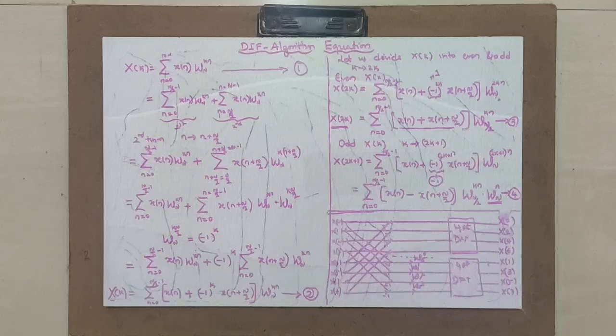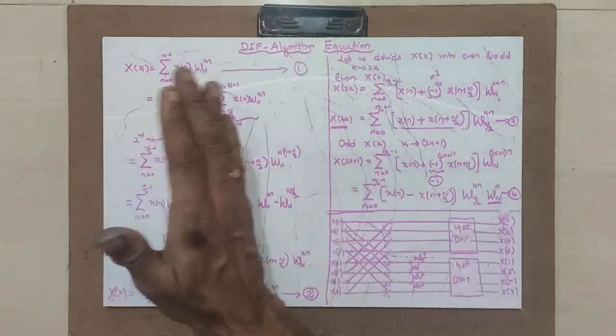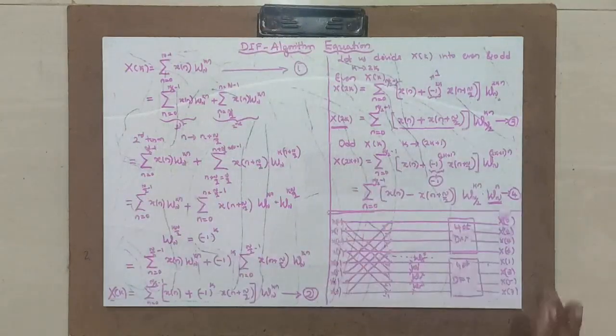I hope you understood. If any doubts are there, you can contact me. Very simple. You are taking the DFT equation, deriving the first half and next half, and then you are leading to equations 3 and 4, which give you the first order flow diagram.